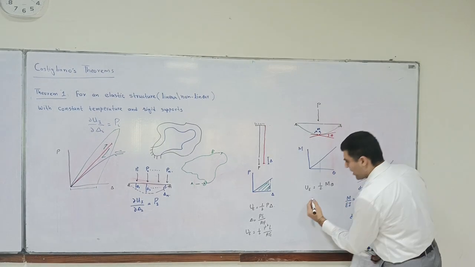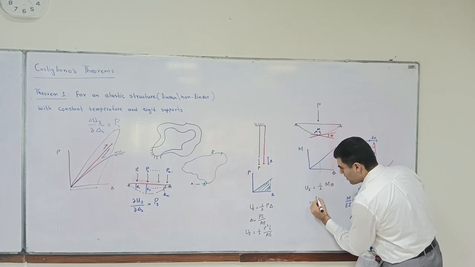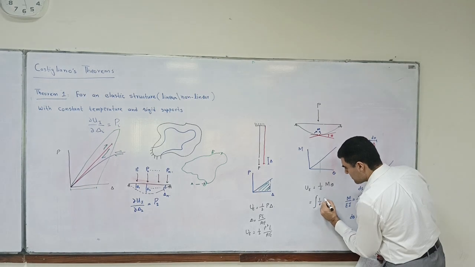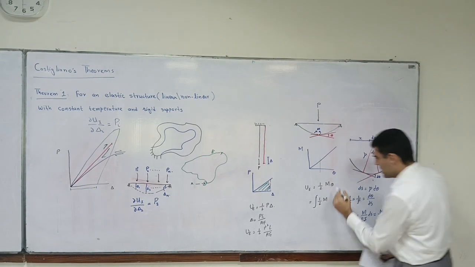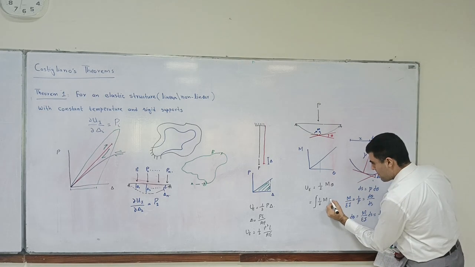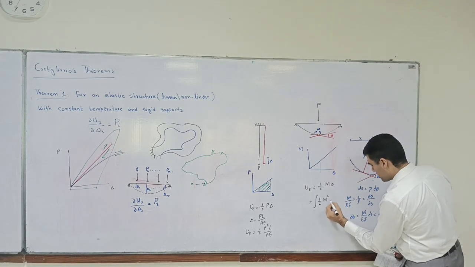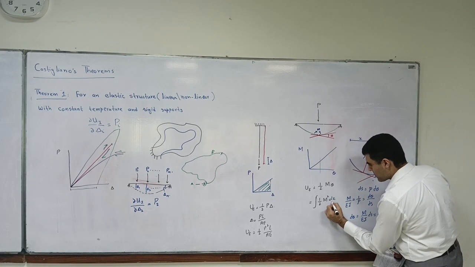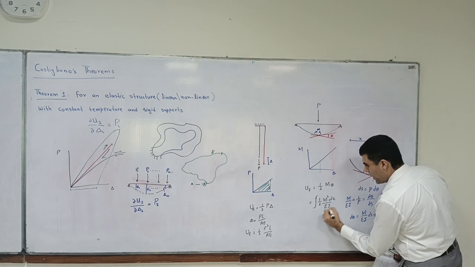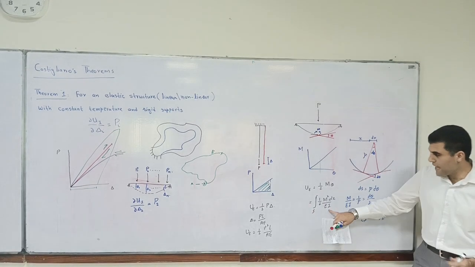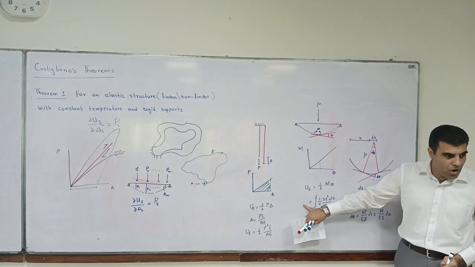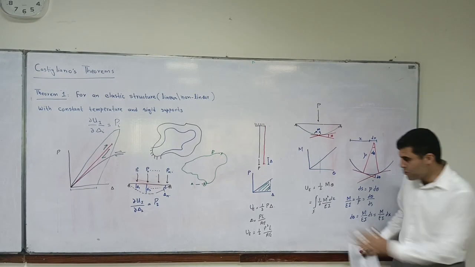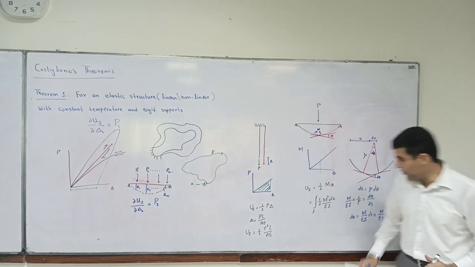So in other words, Ue is equal to the integral of half M squared dx over EI, and that is the surface. Okay, this is the internal energy of a beam. Okay, so these two, we will be dealing with these two equations.